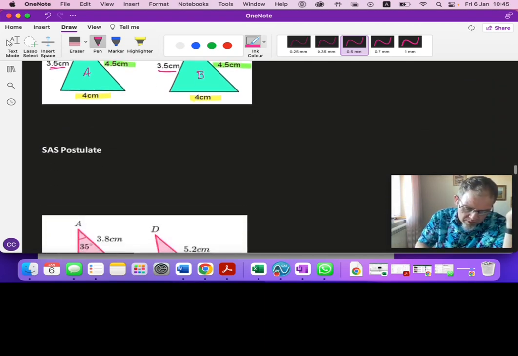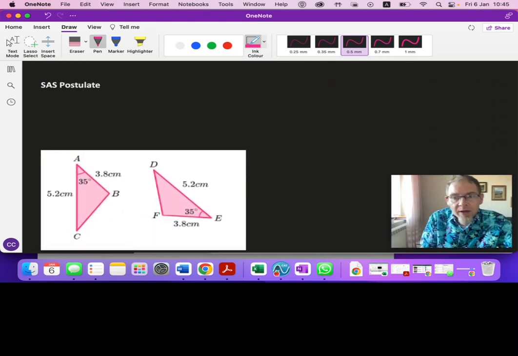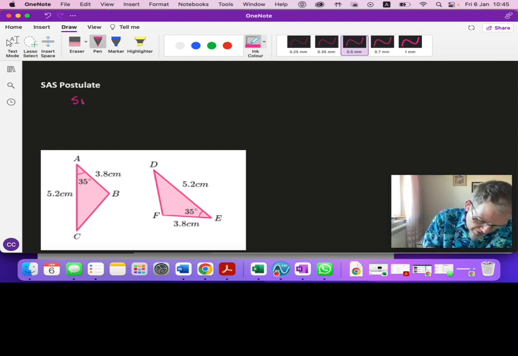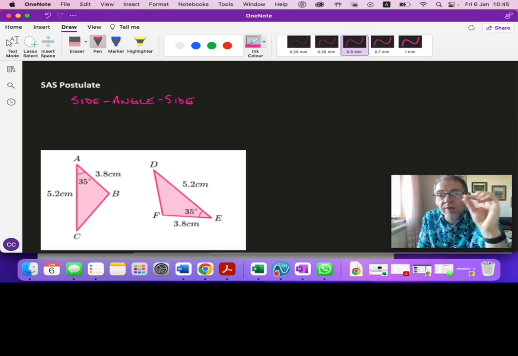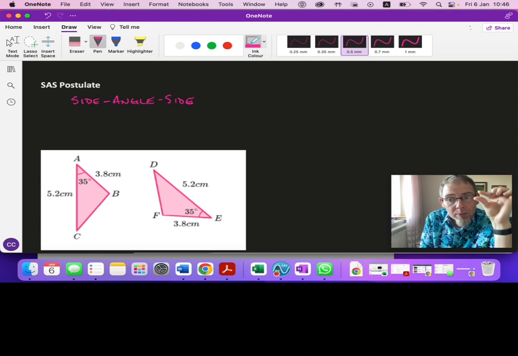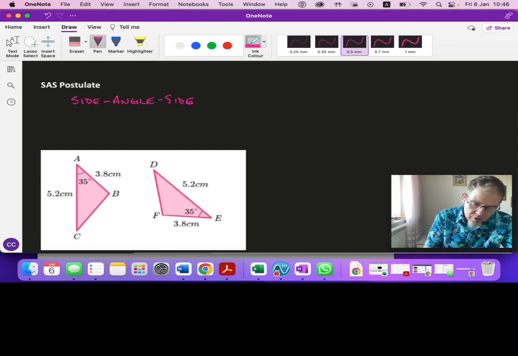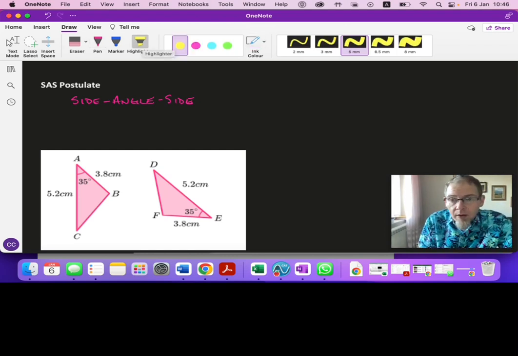The second way we can do it is called the SAS postulate, or side angle side. What that means is if I have a side and another side that are congruent, and the angle in between them is congruent, then the two triangles must be congruent themselves. This is something you definitely want to write down. It's something that's really important, but let's just go through and check this one here.